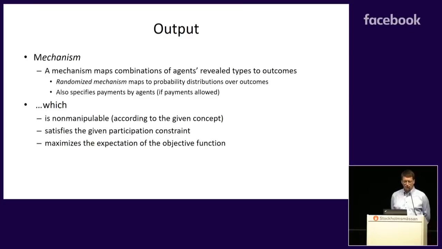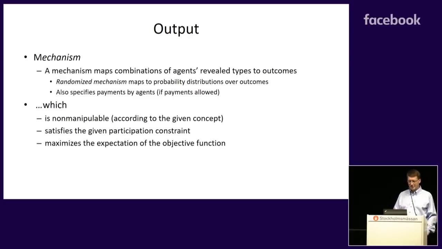All right, what's the output then? The output is a mechanism. And again, here we were in a table-based world. A mechanism maps combinations of agents' revealed types to outcomes. So combination means one type per agent. Whatever their reported types ended up being, that maps to an outcome. And a randomized mechanism maps, of course, to a probability distribution over outcomes. And also, the mechanism specifies the payments in cases where payments are allowed.